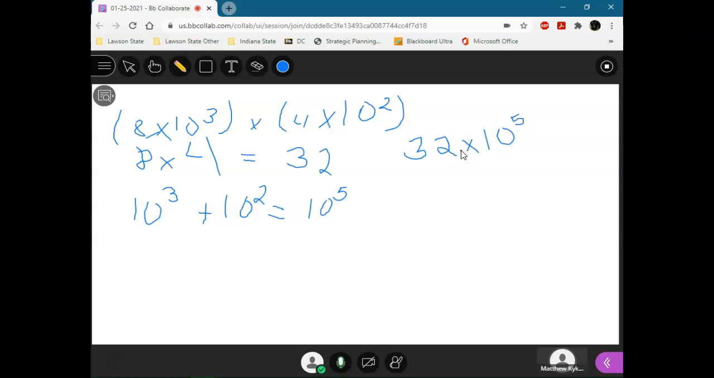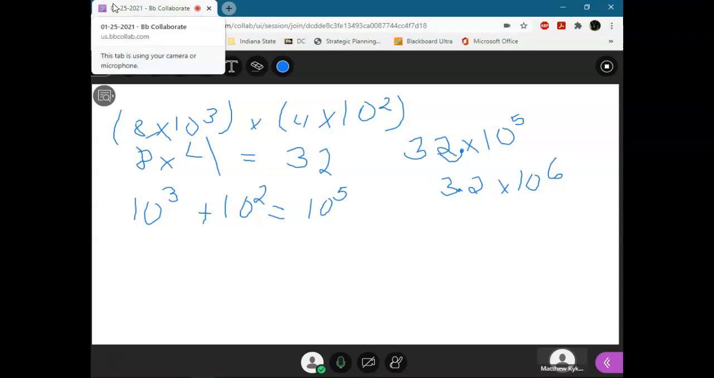So my decimal, we always understand, is at the back end of any number we've got written. So we move it forward 1 place. We should end up with 3.2 times 10 to the 6th. Does it make sense? Yes, ma'am. All right.